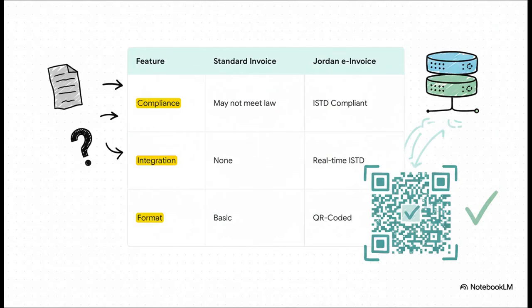Now, for our users based in Jordan, this is really important. NuMetric takes this a whole step further. It's not just creating a pretty document, it actually connects directly to the government's ISTD system. This means it generates a fully compliant QR-coded e-invoice in real time. This isn't just a cool feature, it's total peace of mind, knowing you're always in line with local tax laws.